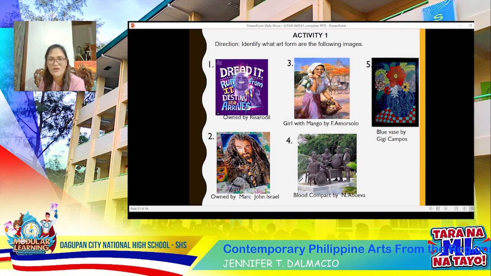Okay, let's take number one. That is an example of graphic art. What about number two? It is a drawing. Number three, one of the famous works of Amorsolo, is a painting, Girl with Mango. Number four, also a renowned sculpture by Abueva. And number five is a mosaic by Campos. Nice work.